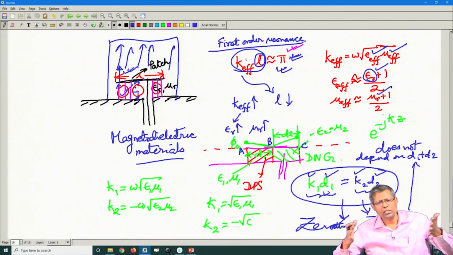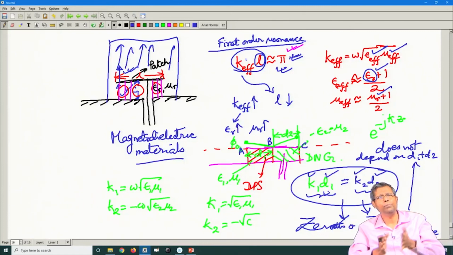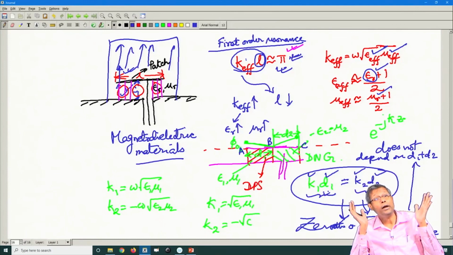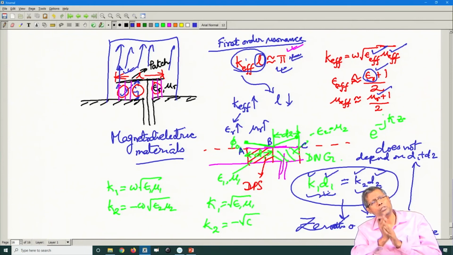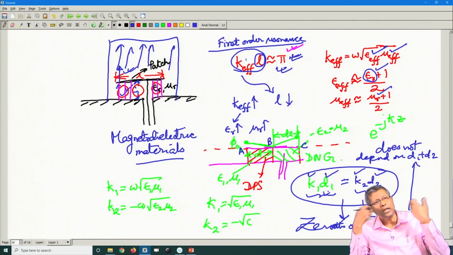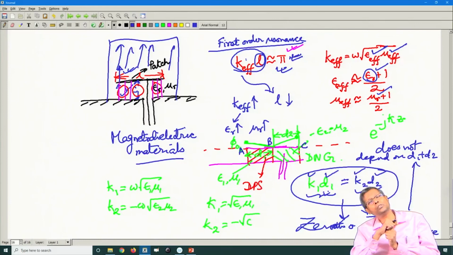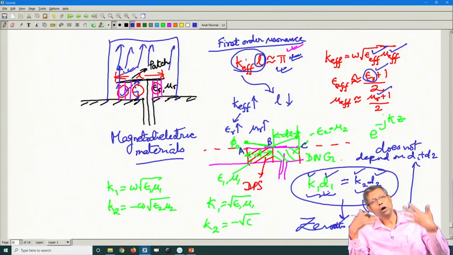So, all these demonstrate how the media parameters play a vital role in order to solve this traditional problem of reduction in efficiency due to miniaturization and gaining efficiency out of a miniaturized antenna. So, you now see how the media parameters play a vital role in electromagnetics.